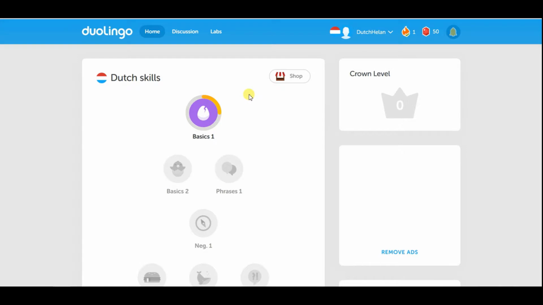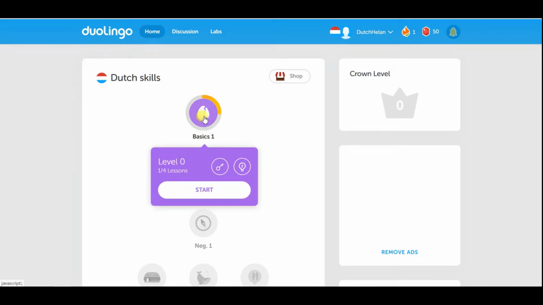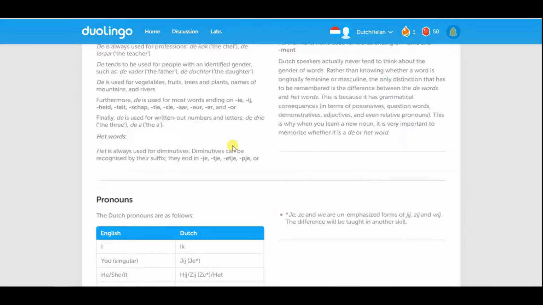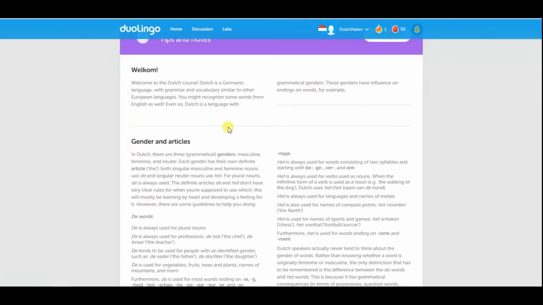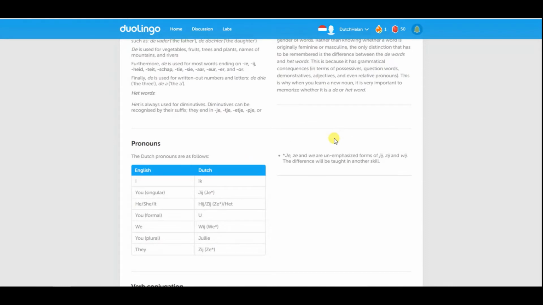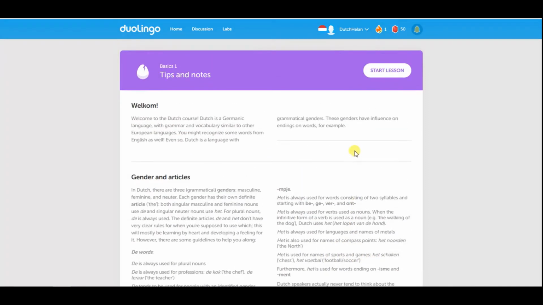Okay, so for today's topic, we'll just do the basics 1. For those of you who don't know, right here they have extra information, and we'll go over this in a moment. This is just to start the course. This is what most people do, but I would recommend you go over this. I'll zoom out a little bit. It's one paper with a bit of extra tips and tricks.